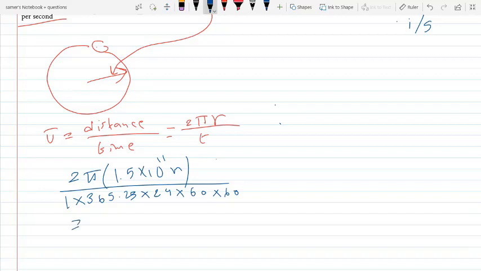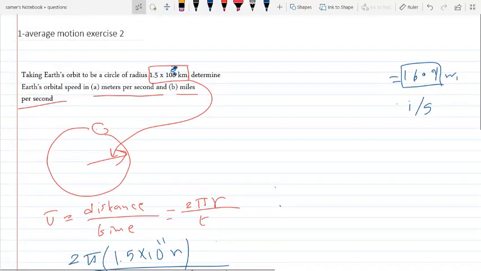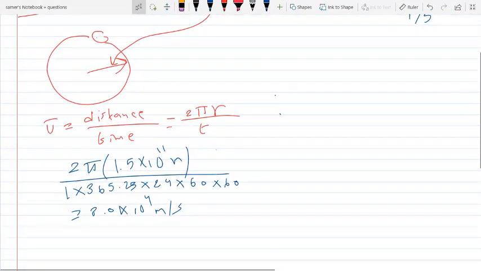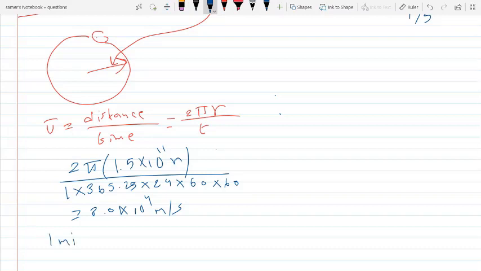If we calculate this, we get 3 times 10 to the 4 meters per second. To find this value in miles per second, as wanted by the exercise, we just convert meters to miles, and the conversion factor is 1 mile equals 1609 meters.